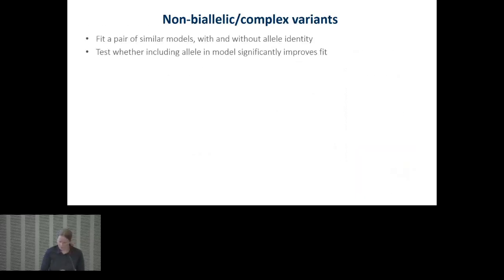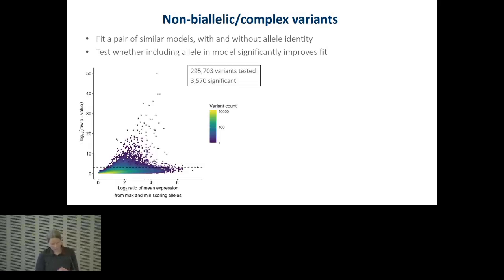I'll just finish off by showing some results for more complex variants. These have more than one alternative allele, and these also tend to have more complex paths through the graph. So these don't work with my standard model because that assumes just 2 variants. So what I've done instead is to fit 2 models, one that includes allele identity as a covariate and one that doesn't, and then just test whether including the allele in the model gives you a better fit.